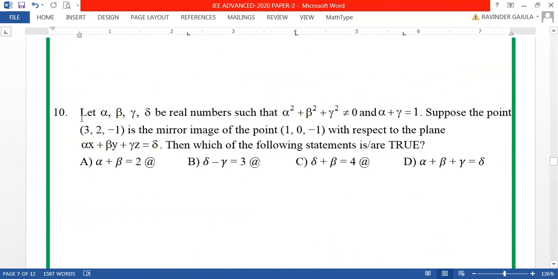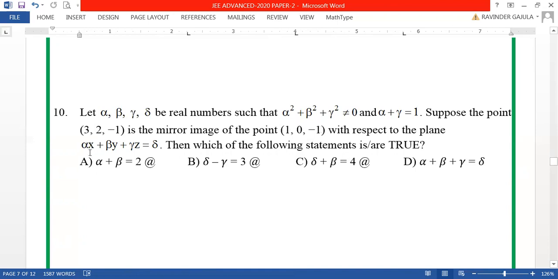of this section. Let alpha, beta, gamma, delta be real numbers such that alpha square plus beta square plus gamma square is not equal to 0 and alpha plus gamma equal to 1. Suppose the point 3, 2, minus 1 is the mirror image of the point 1, 0, minus 1 with respect to the plane.